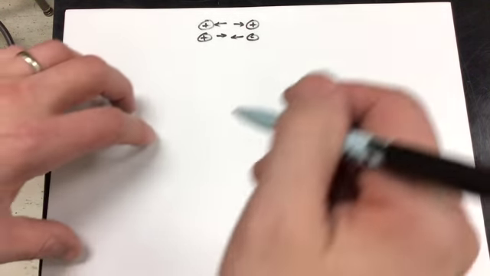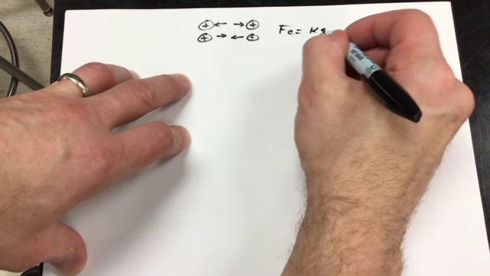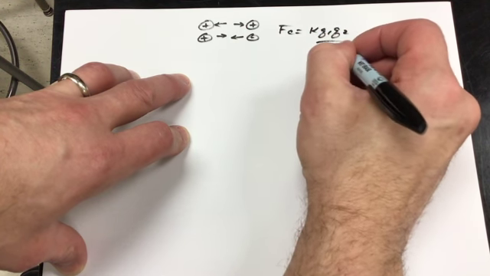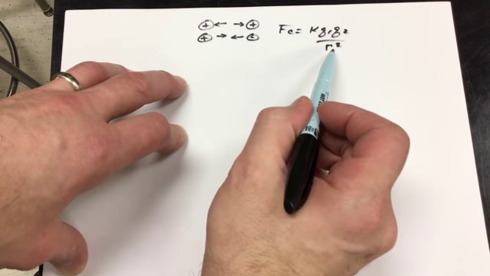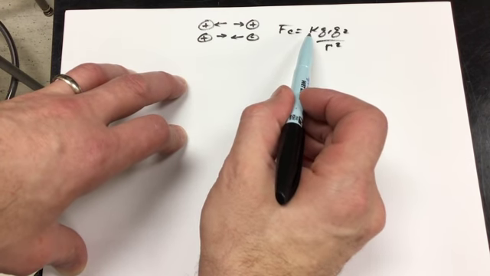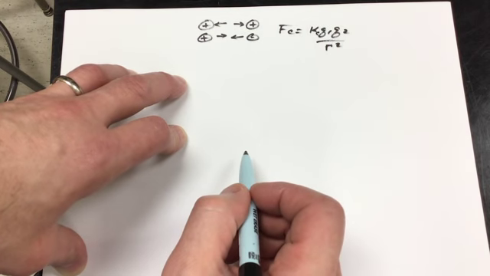It will still obey Newton's third law, but the generalization that we have, Coulomb's law, is F = k Q1 Q2 over r squared, where Q1 and Q2 are the individual charges, r is the separation between them, and k is that Coulomb's constant. I think we called it Kc last time.